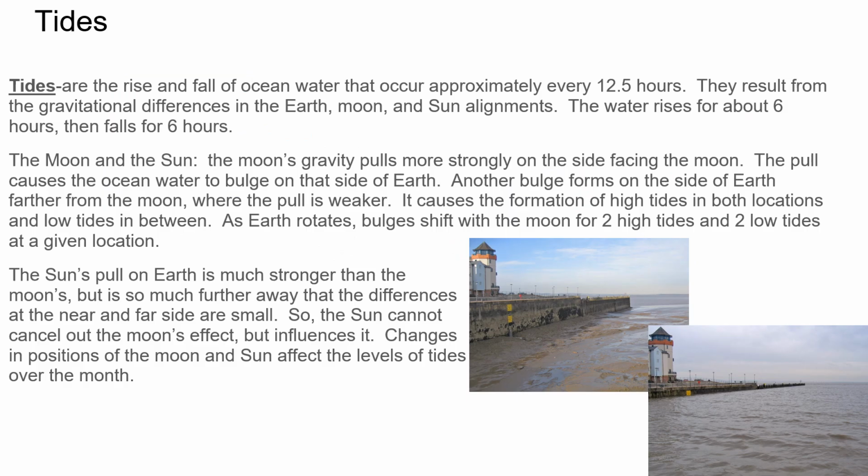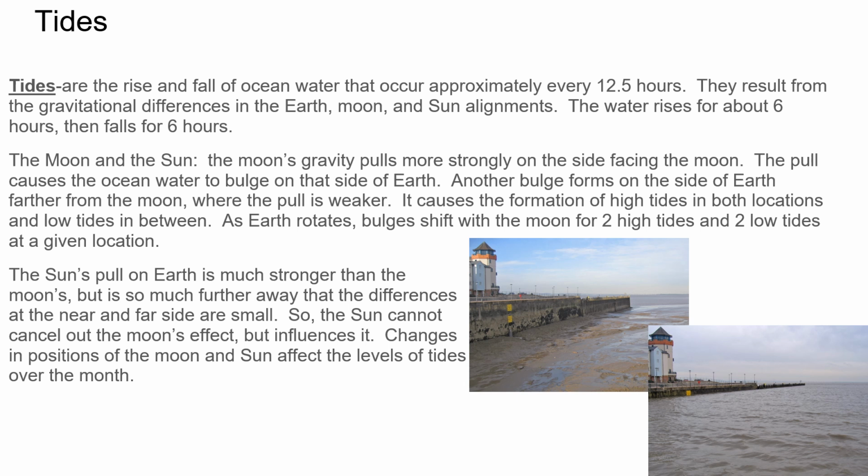All right, moving on to tides. Tides are the rise and fall of ocean water that occurs approximately every 12.5 hours. They result from the gravitational differences in the Earth, Moon, and Sun alignments. The water rises for about 6 hours, then falls for 6 hours. The moon and the sun.